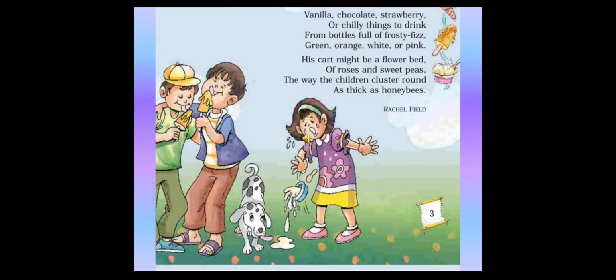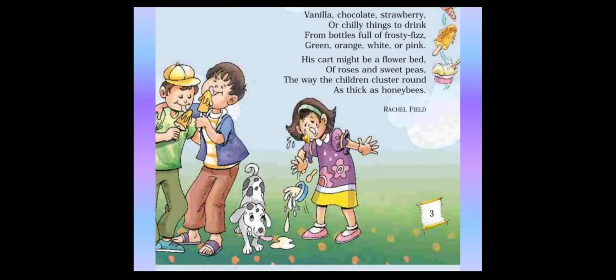Alright students, now that you know the meaning of cluster, I think you can easily understand what is happening here. In this last stanza, the ice cream cart has been compared to a flower bed. Why? Because a flower bed has a variety of colors in it. And why do we get to see the colors? Because of the colorful flowers. There we get to see roses, there we get to see sweet peas.